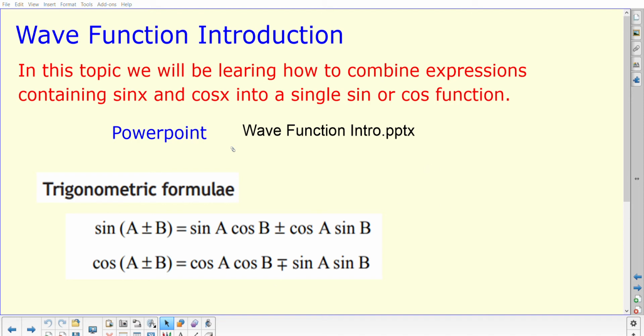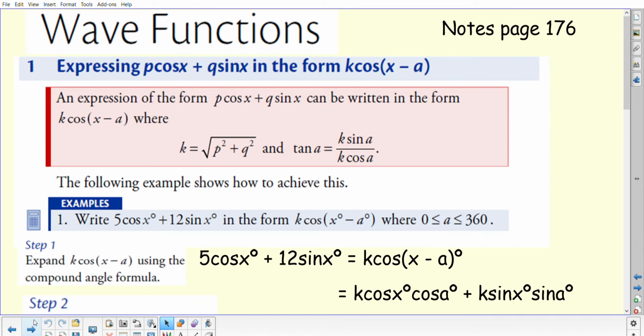So, going back to my Smartboard file, I've put the trig formula here as a little reminder. That's what we will be using. So this is in your notes. Inside your notes, after the title page and so on, you've got this on page 176 if you've collected them, and it's saying an expression of the form p cos x plus q sin x can be written as this single cos function.